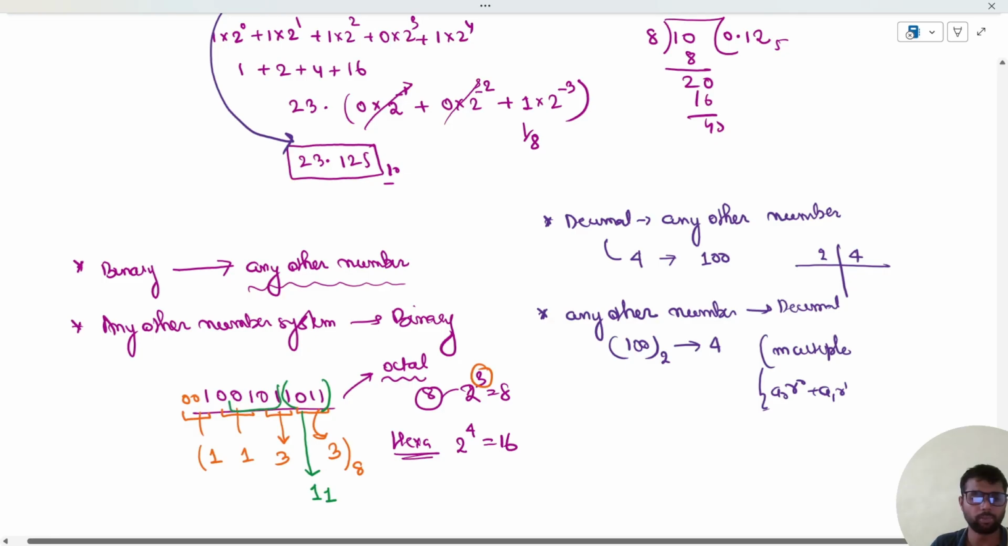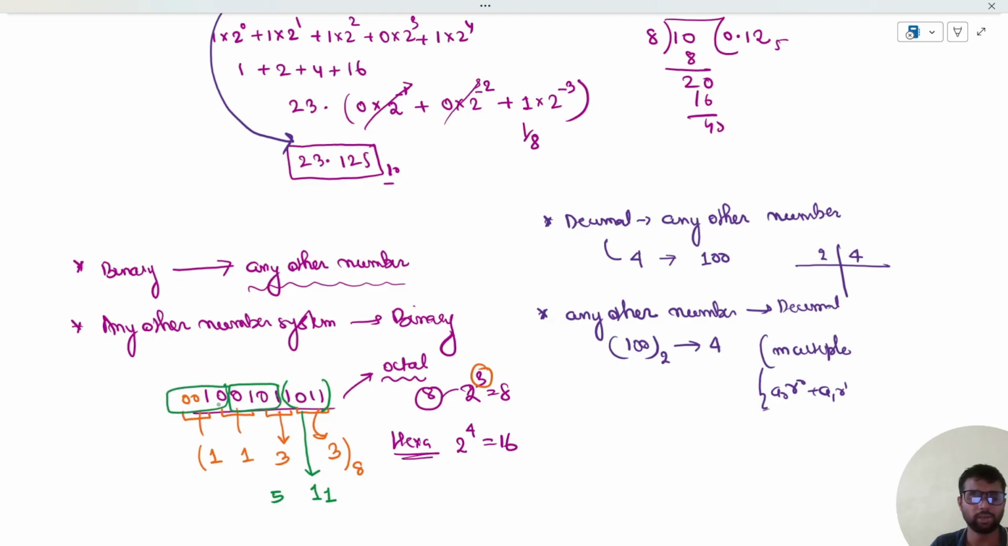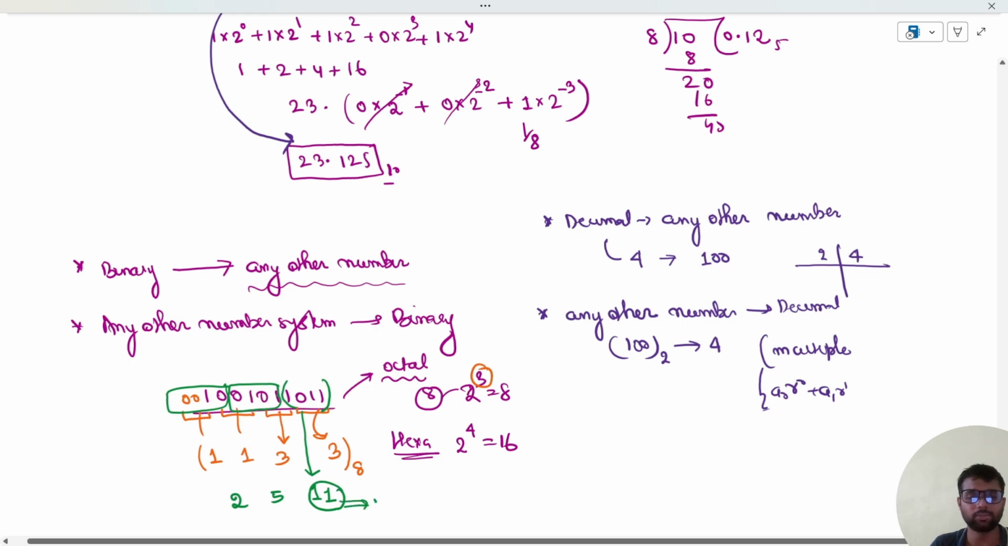Again, you make group of 4 bits. So this will become 5. Now here you have only 2 bits. To complete 4 bits, add 2 bits extra, you will get only 2. So 11 in hexadecimal is represented as what? B. Okay, A is represented as 10, B is 11. So 2, 5, B would be the hexadecimal representation.